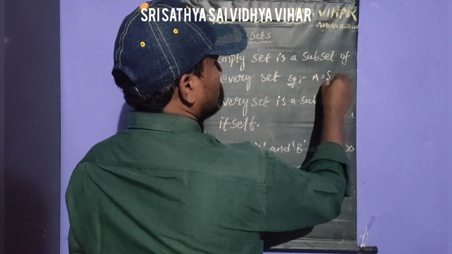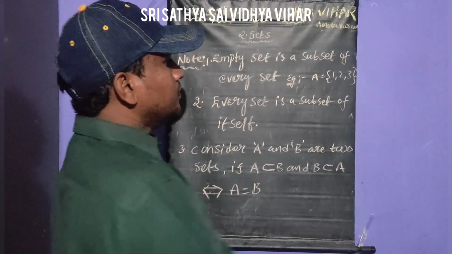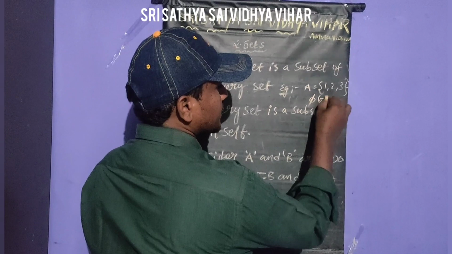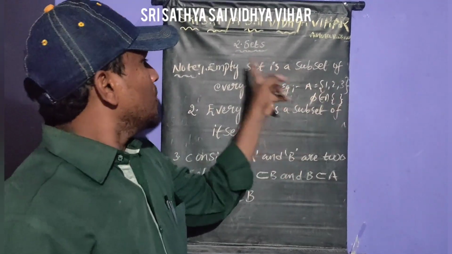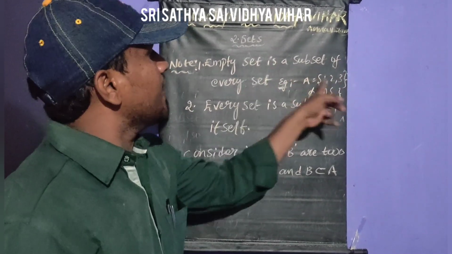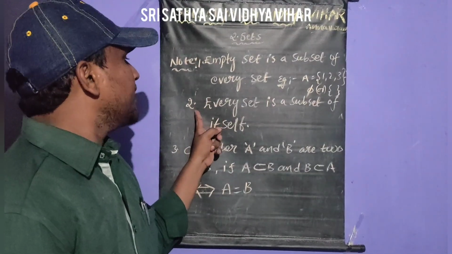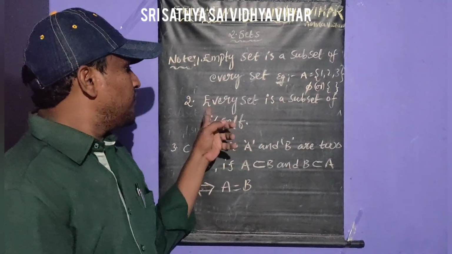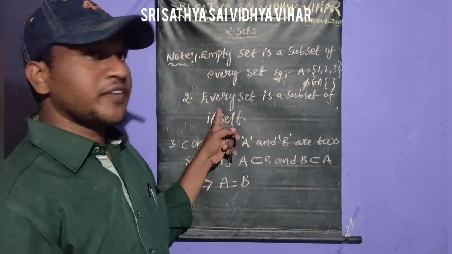For example, A is equal to {1, 2, 3} is a set. The empty set, that means empty curly braces, is a subset of every set. The second point is every set is a subset of itself. The second point is very important.